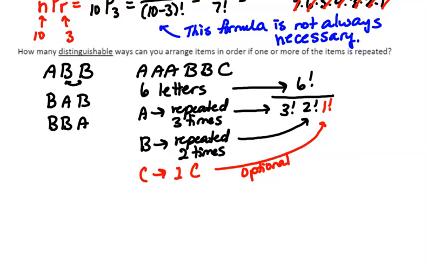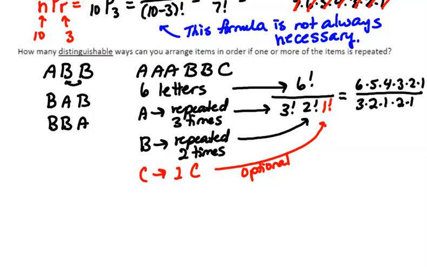All right. Now, how am I going to evaluate this? Well, 6 factorial is 6 times 5 times 4 times 3 times 2 times 1. 3 factorial is 3 times 2 times 1. 2 factorial is 2 times 1. And notice I don't really need that extra 1 in there. Okay, I could write it in there. It's not really a big deal.